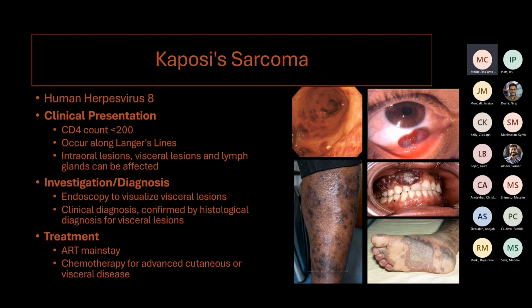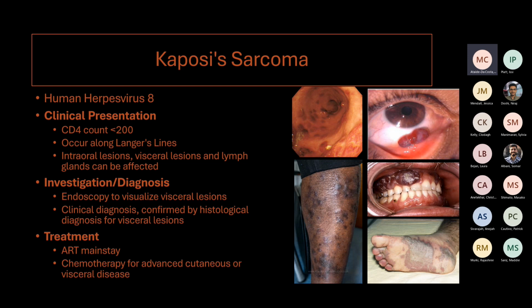So, Kaposi sarcoma, as I mentioned, is one of the human herpes viruses. It's number 8. Clinical presentation occurs when your CD4 count is less than 200, and it is a form of cancer. It occurs along Langer's lines. If you don't know what Langer's lines are, have a look at your arm and squeeze the skin together, and you can kind of see the lines at which the skin runs.